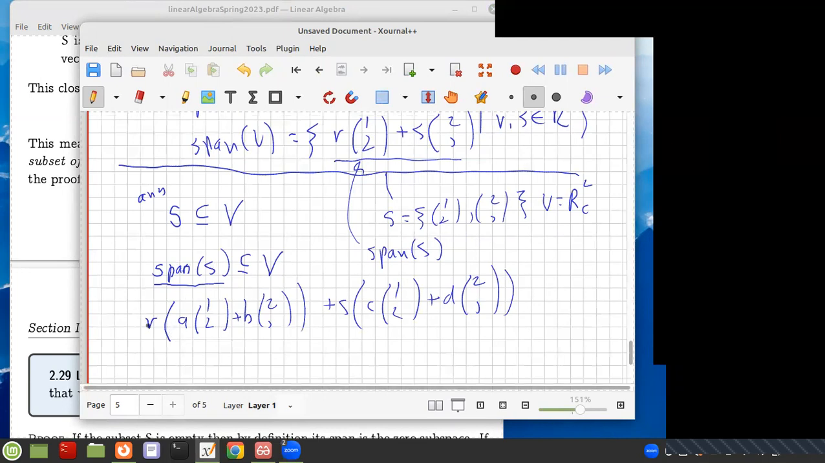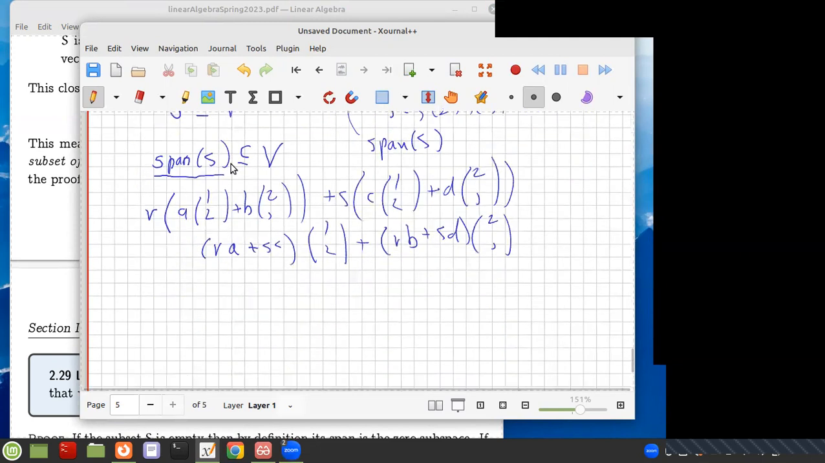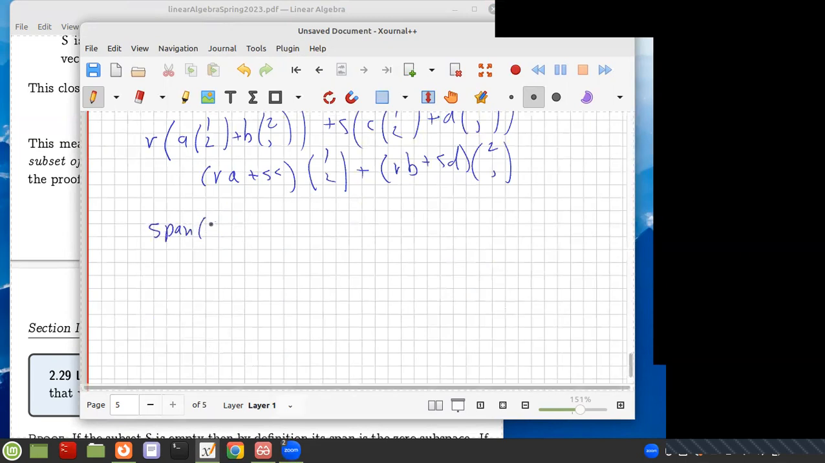But you can see that if I multiply in this r, I'm going to get a linear combination of (1,2) and (2,1). And over here, when I multiply this in, I'm going to get (1,2) and (2,1). Then if I collect the terms, I'm just going to get something like (ra + sc) times (1,2) plus (rb + sd) times (2,1). So the point is, a linear combination of linear combinations is just going to be a linear combination of the same vectors, so as a result, this thing is a subspace. In general, that's the result: the span of any subset of a vector space, so I take any subset, the span of S is always a subspace.